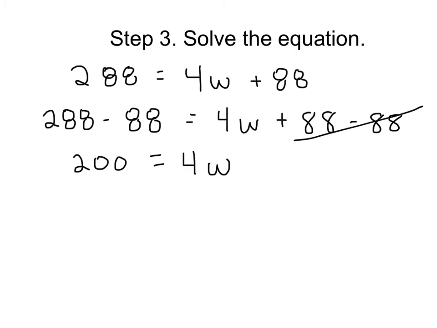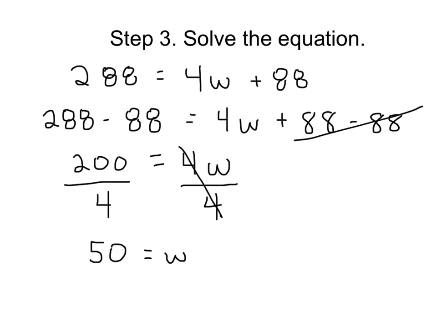The inverse operation of multiplying is dividing, so we're going to isolate W by dividing by 4 on both sides. 50 is equal to W. That gives us the width of our court. Now remember, that wasn't the question we were asked in the word problem. The question asked us, what is the length of the court?